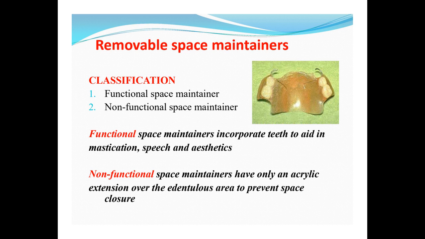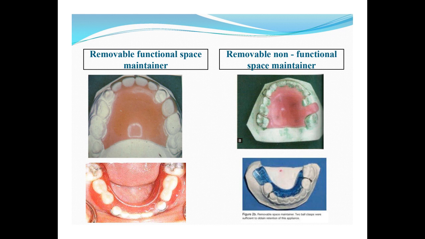So how does this design look? It resembles the removable partial denture which you give in prostho. So when you have artificial teeth in it, it is called a functional space maintainer. A non-functional space maintainer means it has only an acrylic extension. You don't have the artificial teeth. In the place of the artificial teeth, you have the acrylic extension. So I think this will explain it well. Functional means it is having artificial teeth.